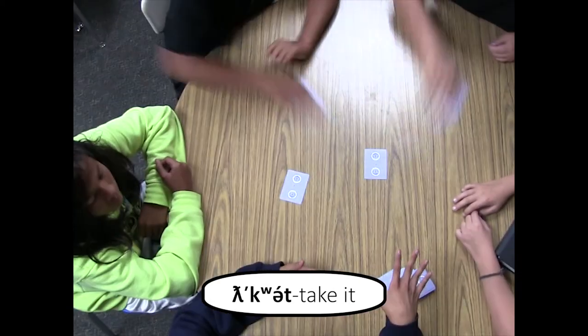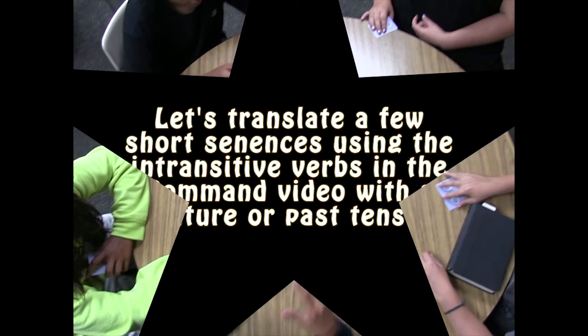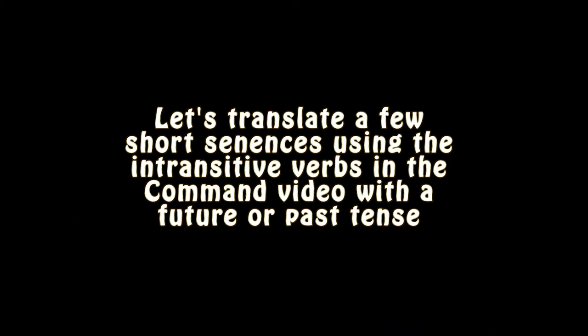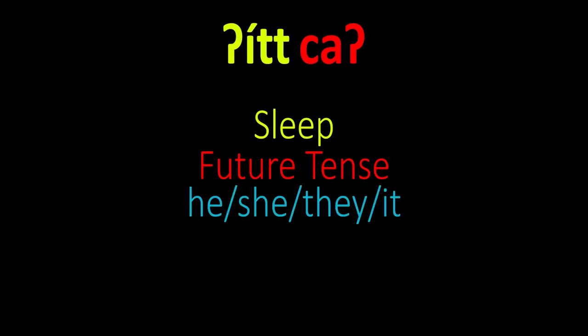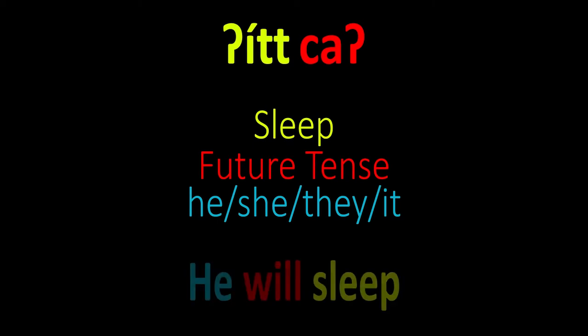Let's translate a few short sentences using the intransitive verbs in the command video with a future or past tense. Eat, sleep, sa. Future tense. Notice that there isn't any pronoun for intransitive because it's implied for he, she, they, or it. So in English it would be he, she, they, or it.